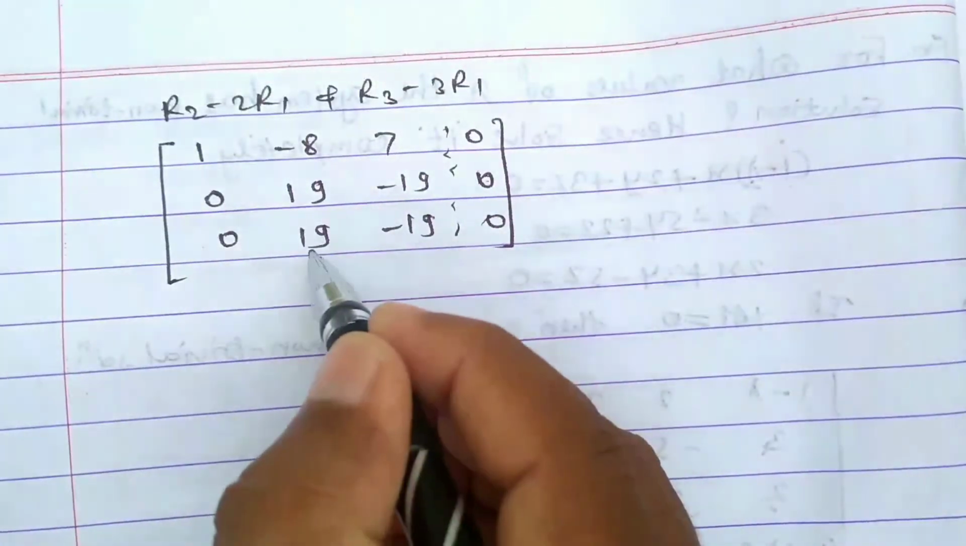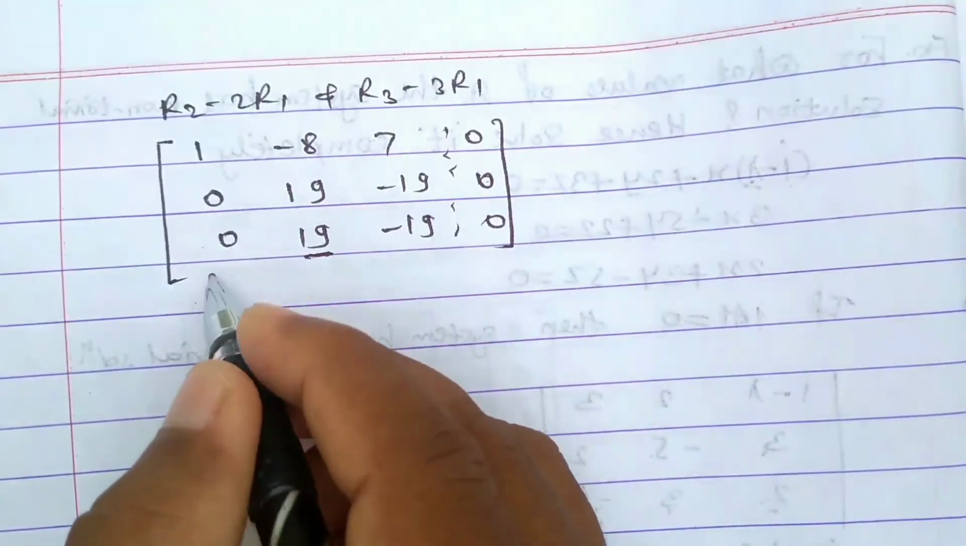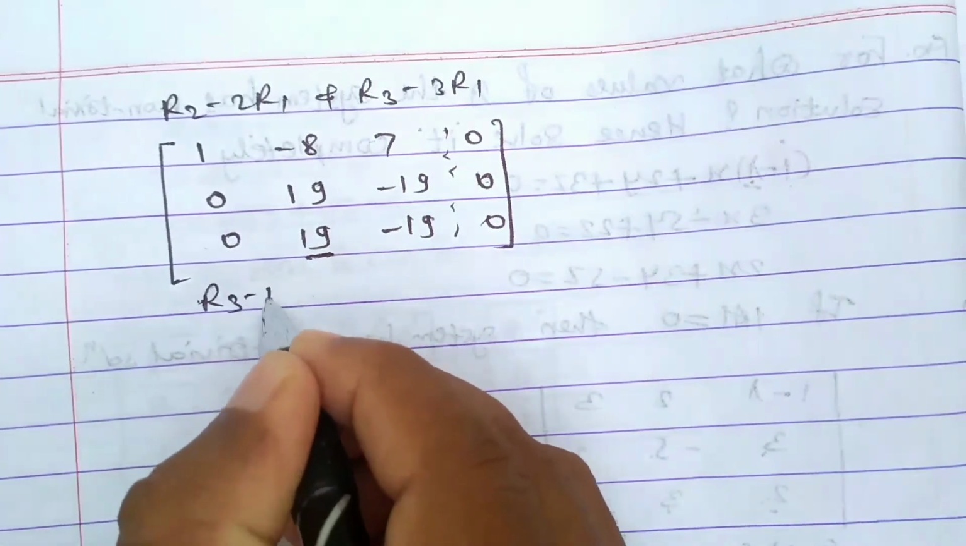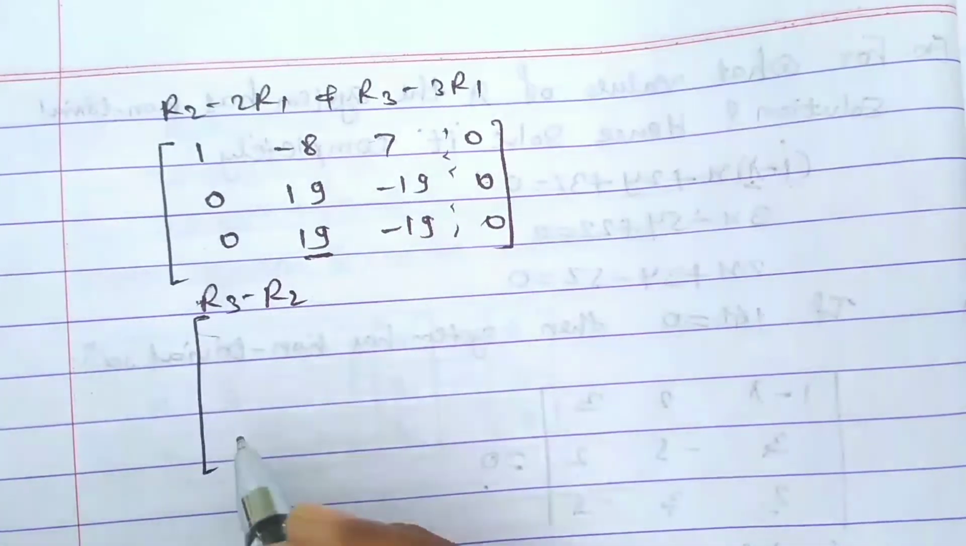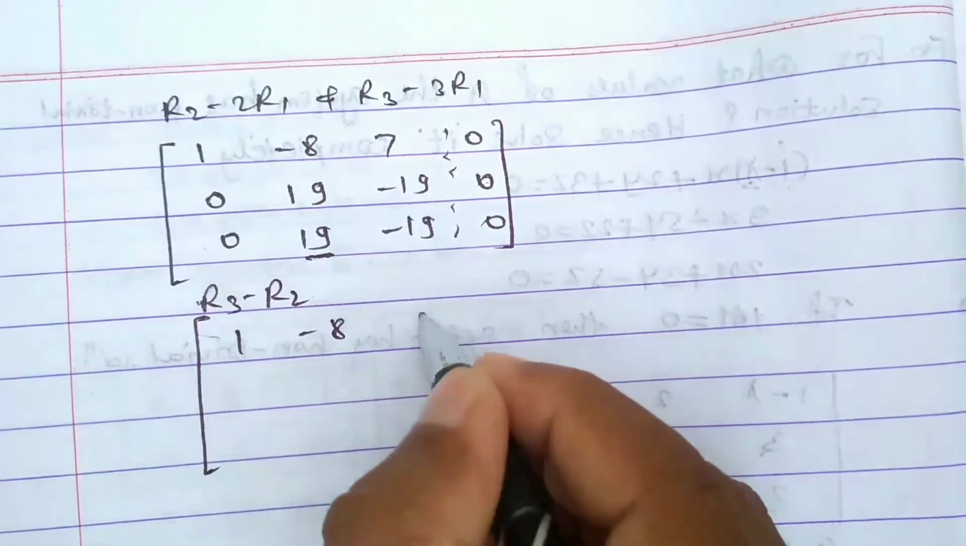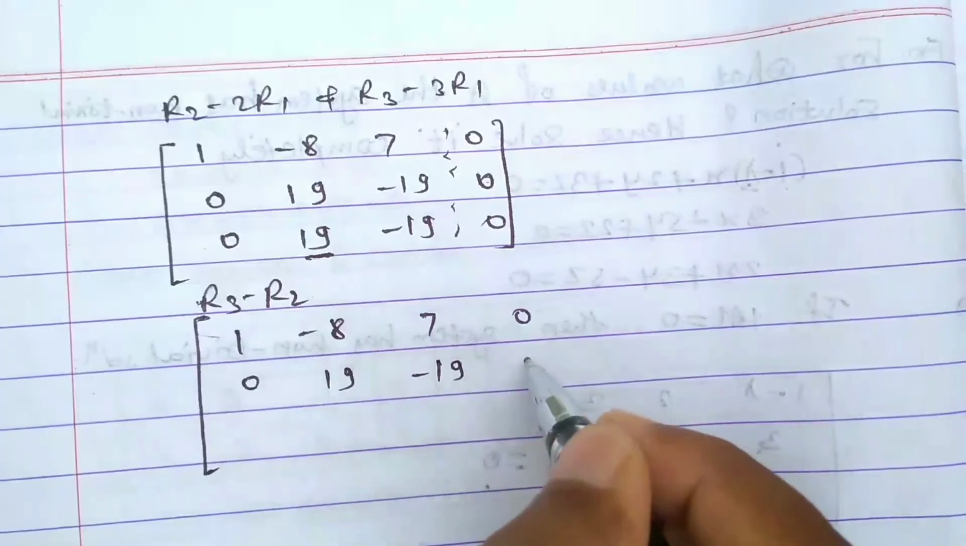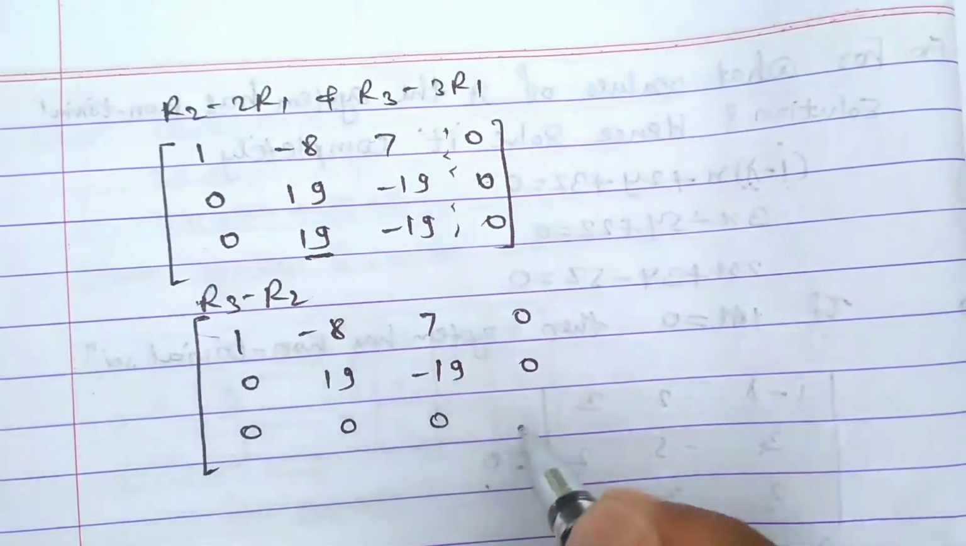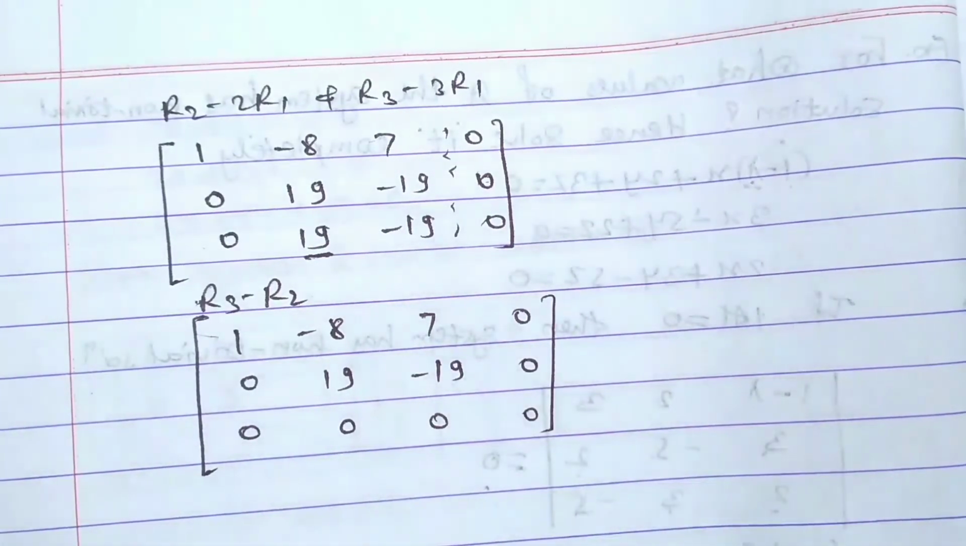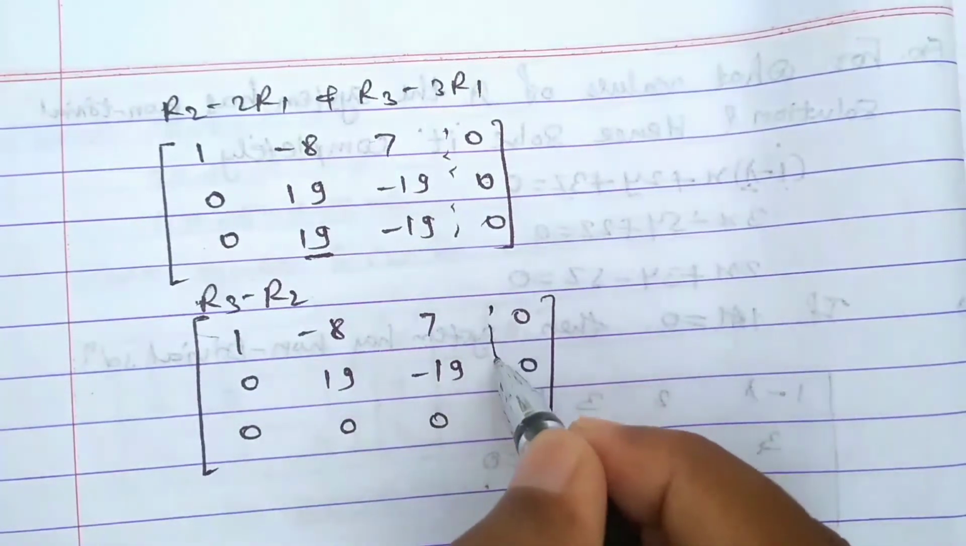Now what is the next transformation? We have to make a 0 here, so R3 minus R2. So we will get 1, minus 8, 7, 0; 0, 19, minus 19, 0; 0, 0, 0, 0. You will get this matrix. This matrix is in echelon form.